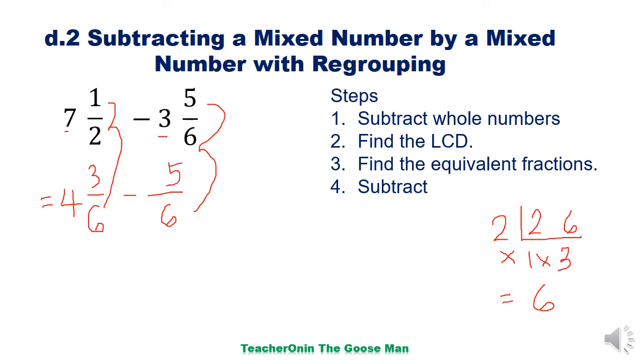Take note that I cannot subtract 5 from 3. So I'll rename 4. So this is actually 3 plus 1. And I'll copy the fractional part, 3/6 minus 5/6. So now, I have here 3.